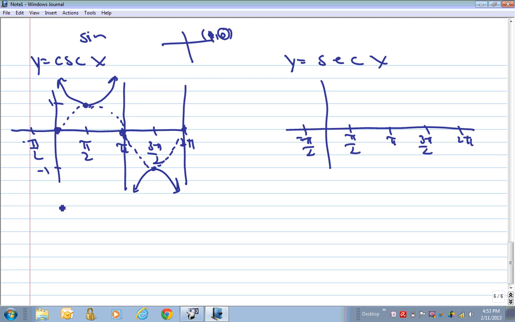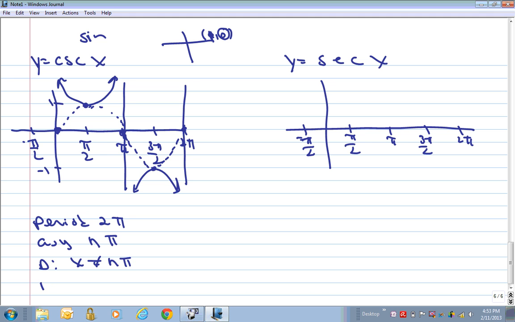For cosecant, our period is 2 pi. Our asymptotes, again, since we start at 0, are in increments of pi, so it would be n pi. Our domain would be all real numbers, except x cannot equal increments of pi.